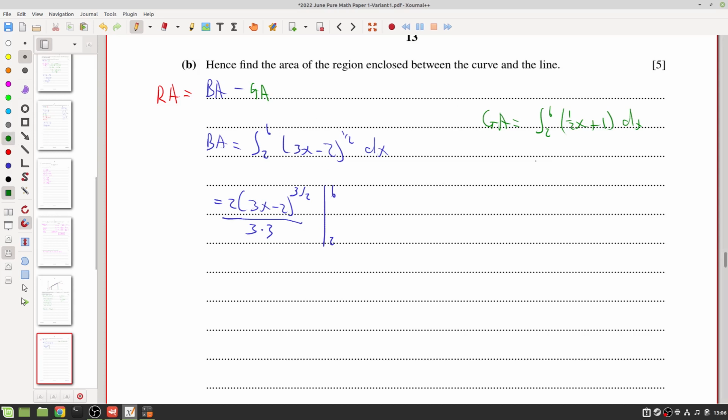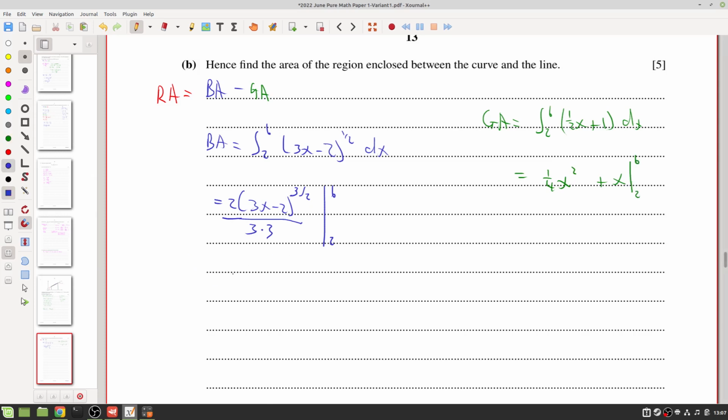For the green part, we integrate this, adding 1 to the exponent, so we've got half x to the power 2, and then divide that by 2. If we integrate 1, we get x. Half divided by 2 is a quarter, so I'm going to write that as a quarter x to the power 2, plus x. Again, we're doing that from 2 all the way up to 6.